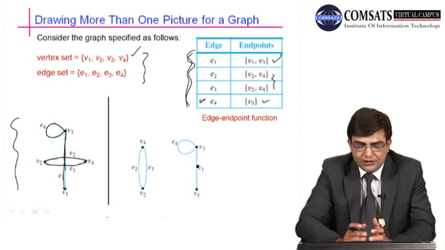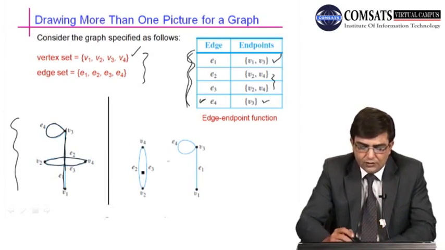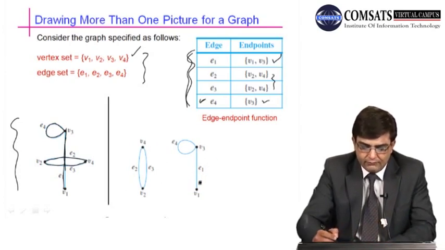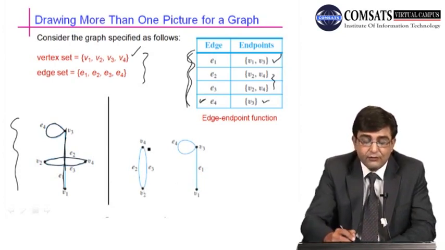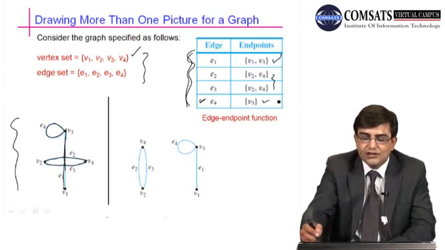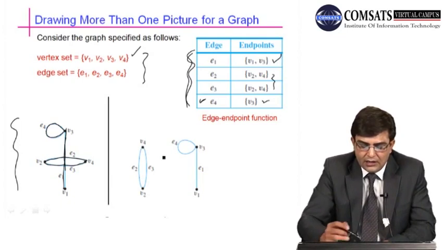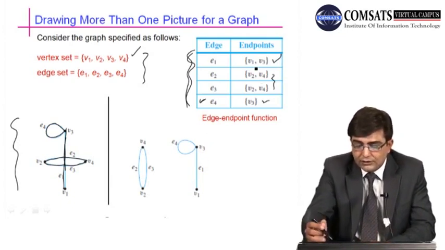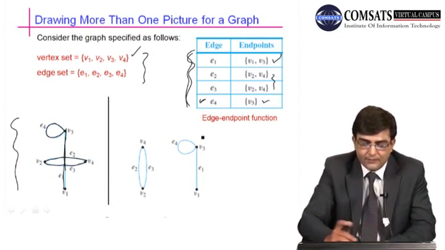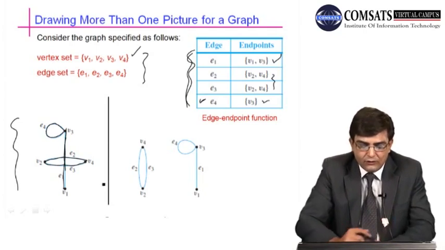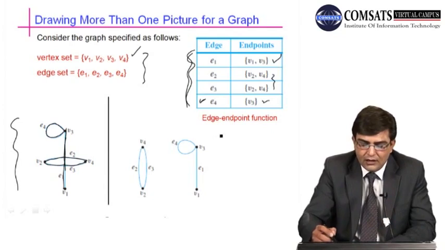So this is one way we can draw a graph using the given information. Now if we change the position of the vertices, if we write V1 here, V2 here, V3 here, V4 here, and then again using the same information we construct the graph using this edge endpoint function, the appearance of the graph or the picture of this graph will be changed to this.